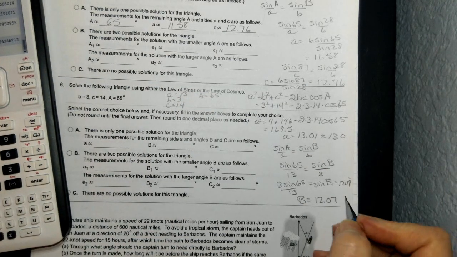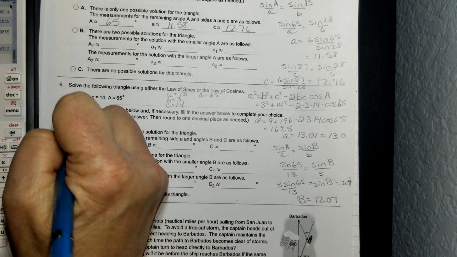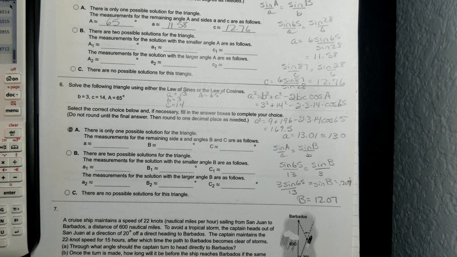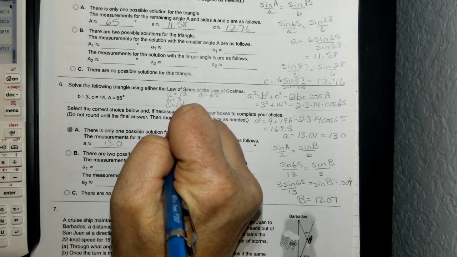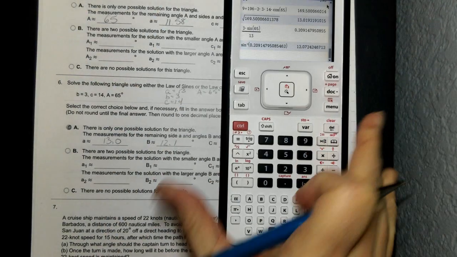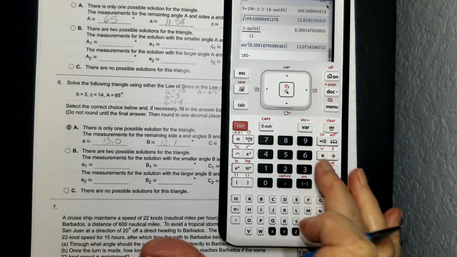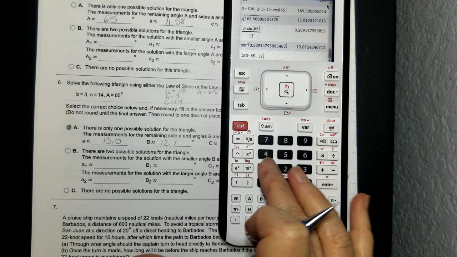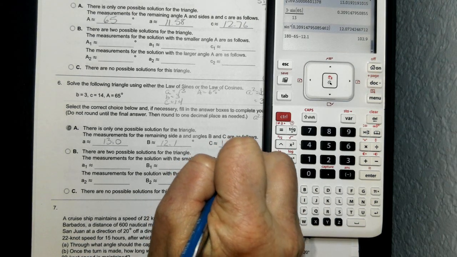So we have two angles and one side, so we're still going with one triangle. A is 13.0, B is 12.1, and C is going to be 180 minus both of those. So 180 minus 65 minus 12.1. And we're left with 102.9. Okay.